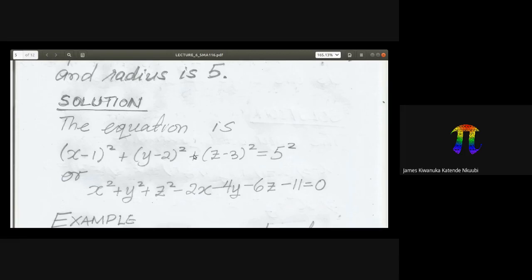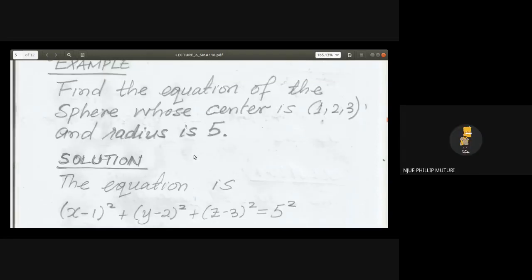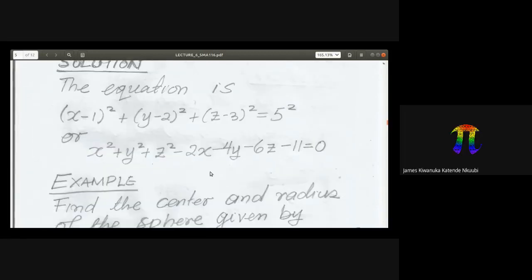Is this one making sense? This example? Yes. Good.